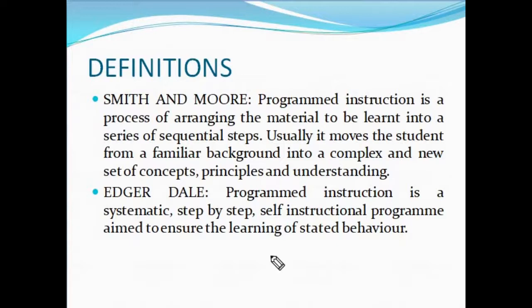Now Ajay says that programmed instruction is a systematic, step-by-step, self-instructional program. The new word that has been included is self-instructional program. Self-instruction means that the student may himself use this program for his own learning. So this program may be used by the teacher to provide instructions, or it may be used by the learner himself for self-learning. It is always aimed to ensure the learning of the stated behavior. That is, every program has some instructional objectives which are written in the form of terminal behavior, the desired behavior that we want to accomplish after the completion of the program. So programmed instruction is systematic, step-by-step, self-instructional, and it always ensures the attainment of the stated or desired learning outcomes.